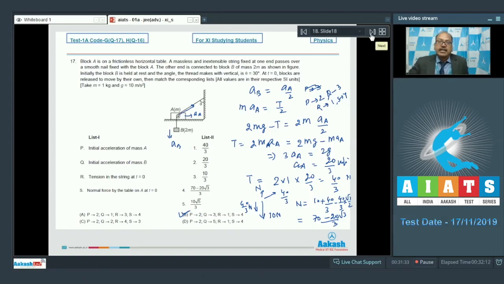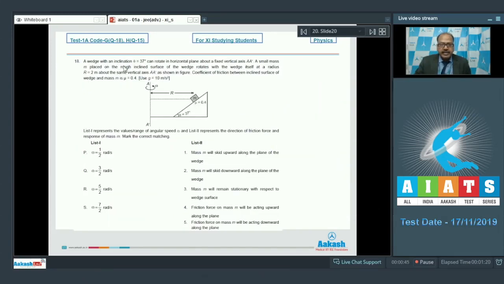Let's now go to the last and the final question of this test, question number 18. Question says a wedge with an inclination theta equal to 37 degree can rotate in horizontal plane about a fixed vertical axis AA dash. A small mass M placed on the rough inclined surface of the wedge rotates with the wedge itself at a radius r equal to 2 meter about the same vertical axis AA dash as shown in figure. Coefficient of friction between inclined surface of wedge and mass M is mu equal to 0.4. Use g equal to 10 meter per second square. List 1 represents the values range of angular speed omega, and list 2 represents the direction of frictional force and response of mass M.